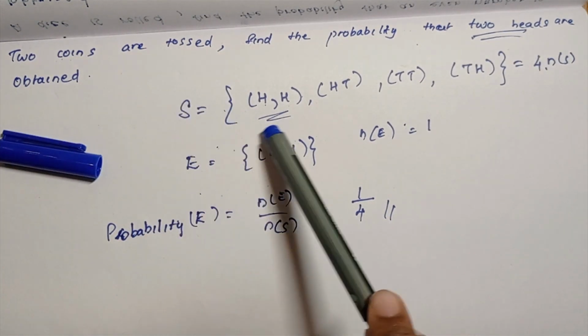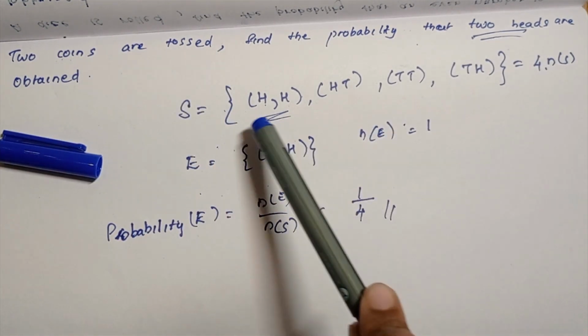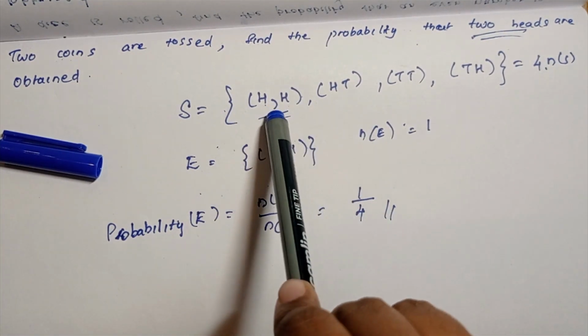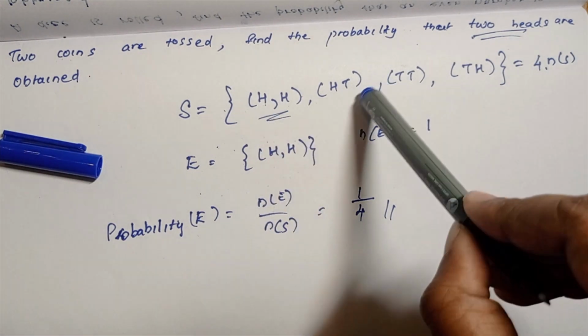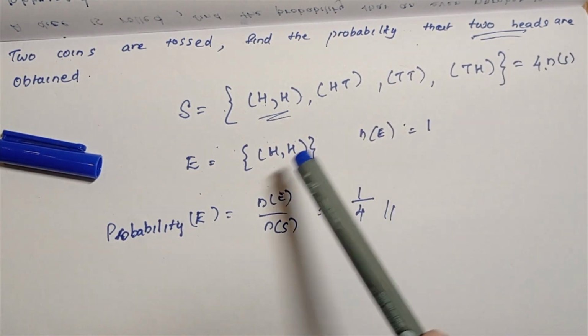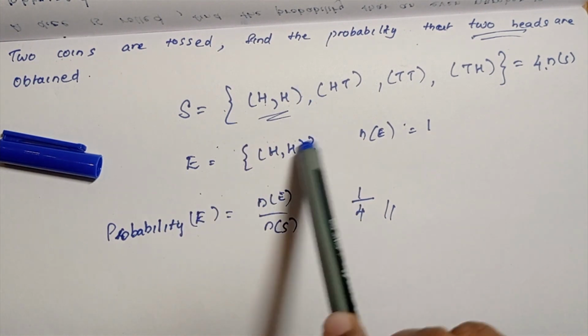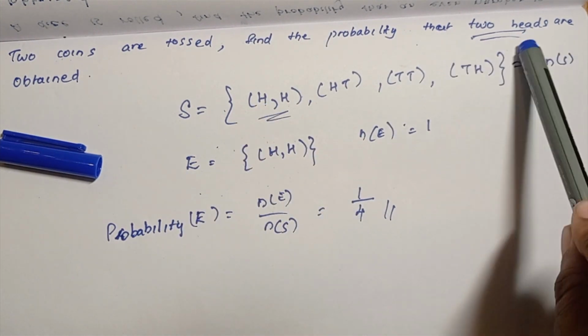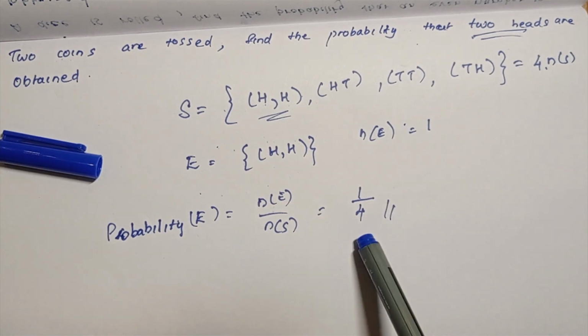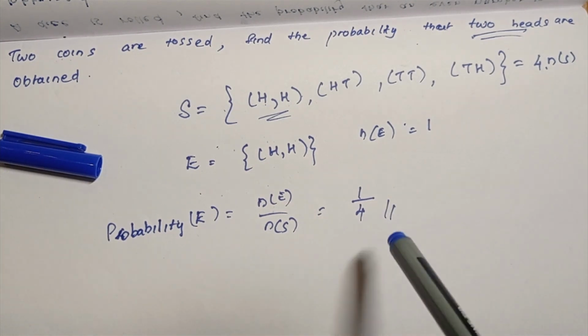So what we have to do is write the sample space, the total number of outcomes. When two coins are tossed, what are the events we are getting? That is HH, HT, TT, TH. So N of S is 4. Out of that, how many times are two heads obtained? Two heads are obtained only one time, so we write that. Substituting in the formula, we get the answer as 1 by 4.